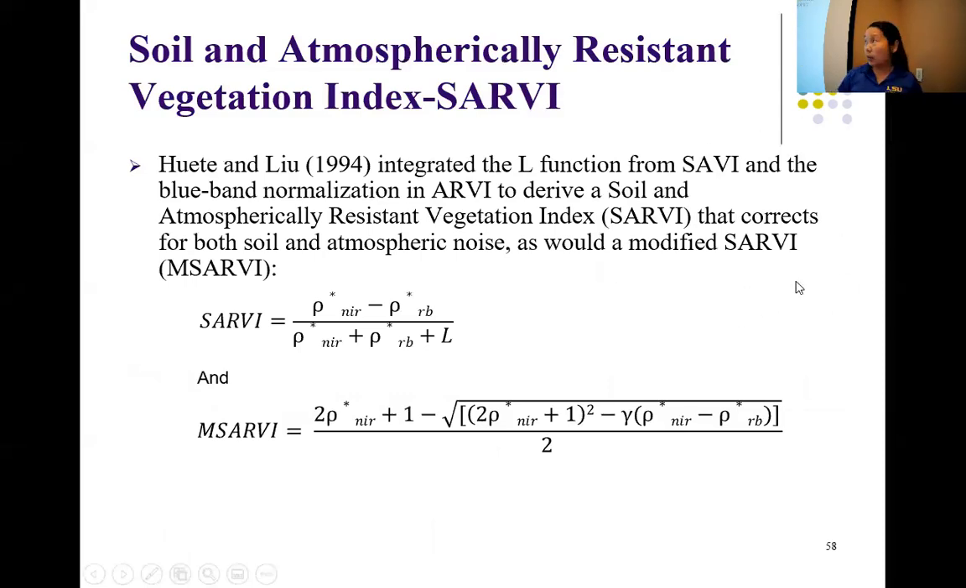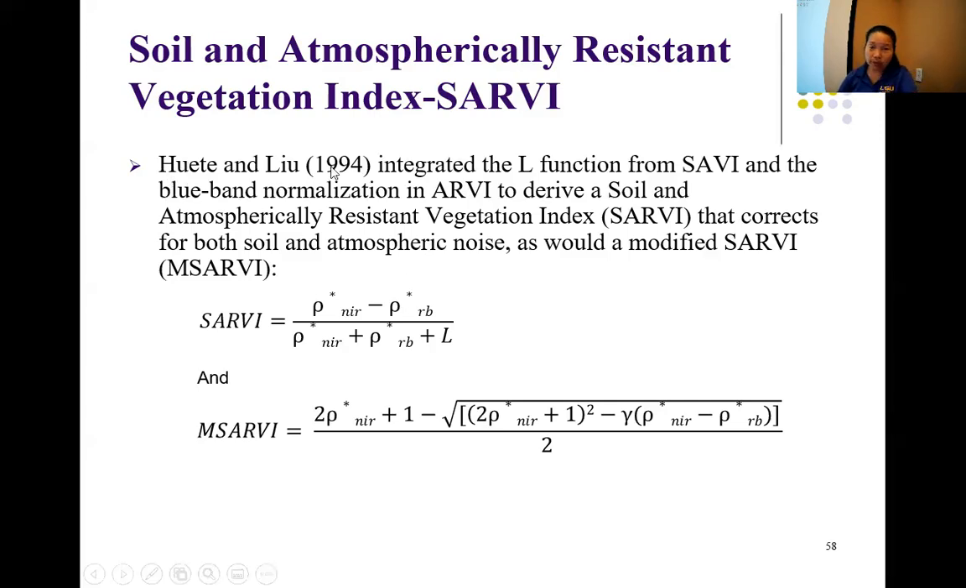And the other one is called soil and atmospherically resistant vegetation index. So basically SARVI. As you can see from the name, this method basically claims that you will be able to solve both the problem from the soil and atmospheric, so enhance both these two parts compared to the NDVI values.